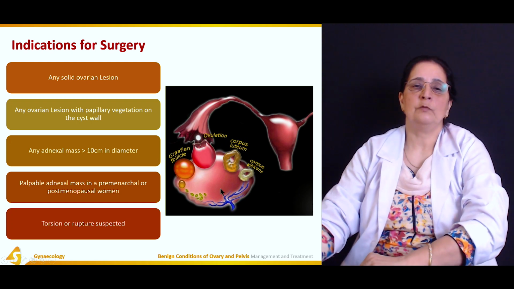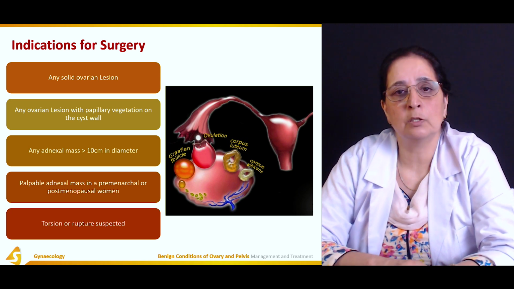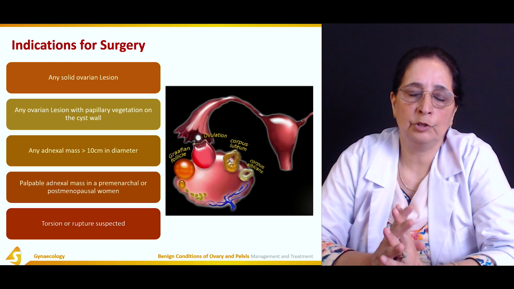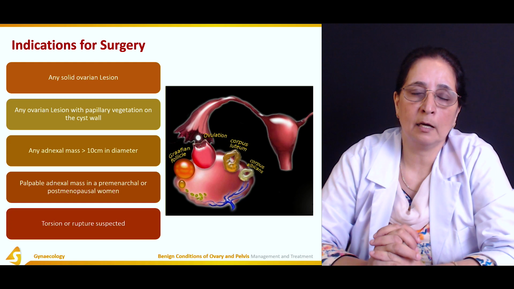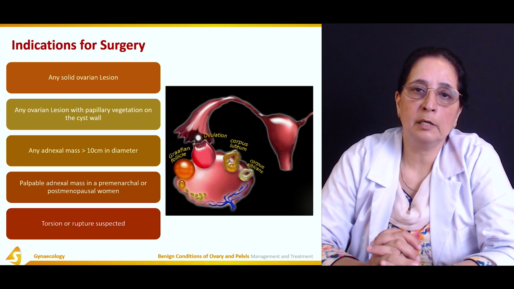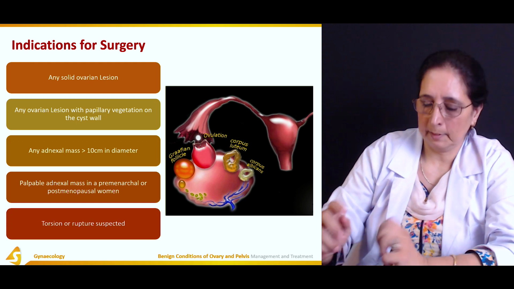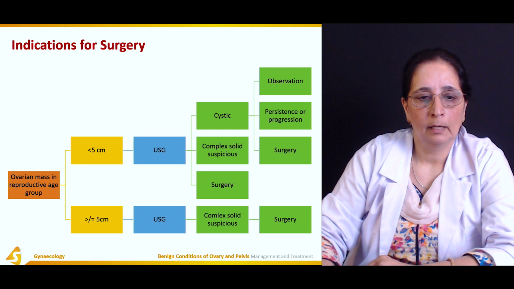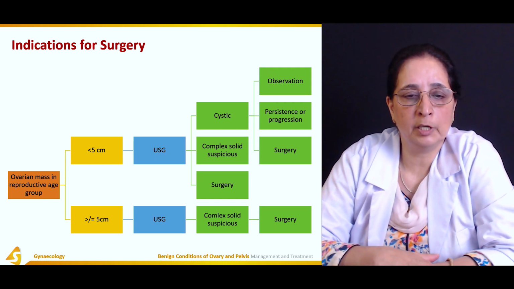So indications for surgery: when benign tumors of ovary are present, mainly if it's solid, usually surgery is performed. If size is big enough, if female is after the reproductive age, it's better to do surgery, or if complications are present. Again, some more indications for surgery.